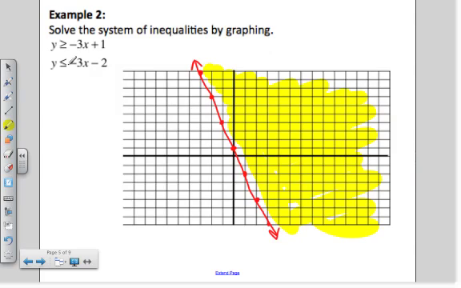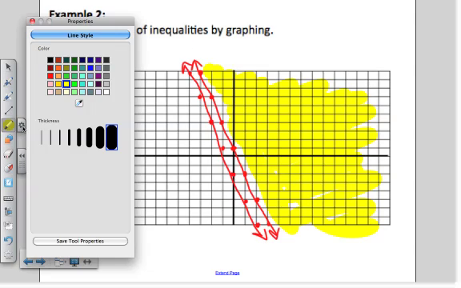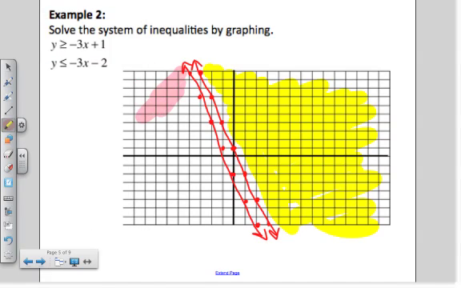Then it says graph the line y is less than or equal to negative 3x minus 2. So negative 3x minus 2 is like a 3 over 1. Right about there. All right. And it says y is less than. So I have to shade below.